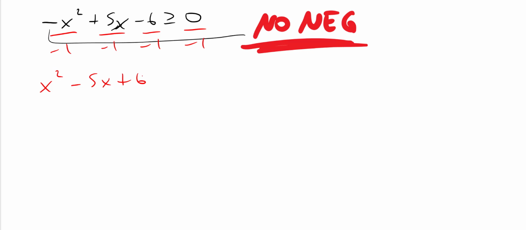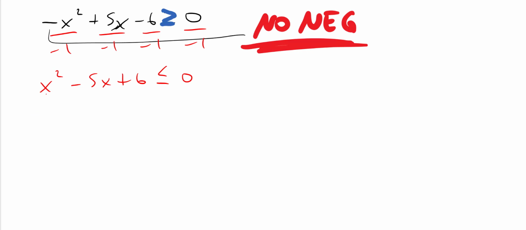And now remember, what do you have to do with this inequality? Right now it's greater than or equal to. What do you do when you divide by negative? Super important. Okay, you flip around the inequality sign. So it's really important, and that gives you less than or equal to 0. Okay, now I can do the problem.